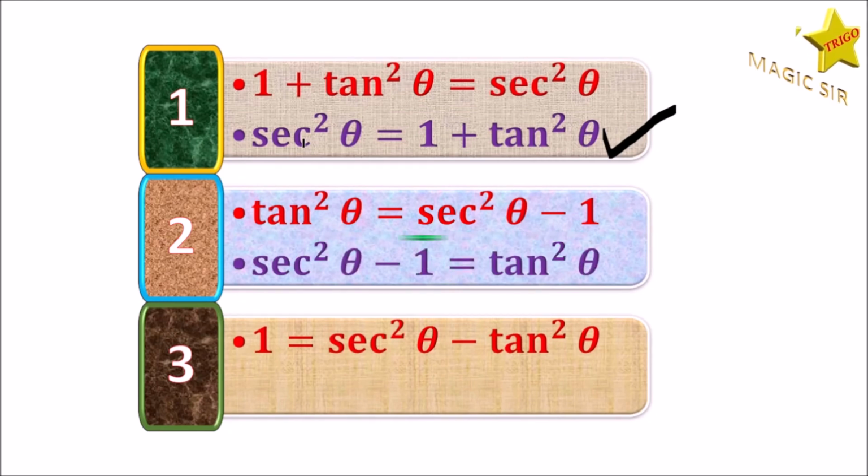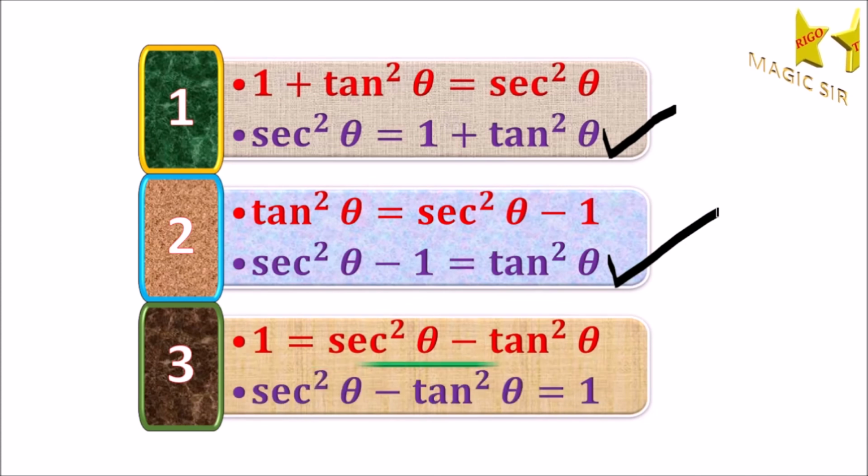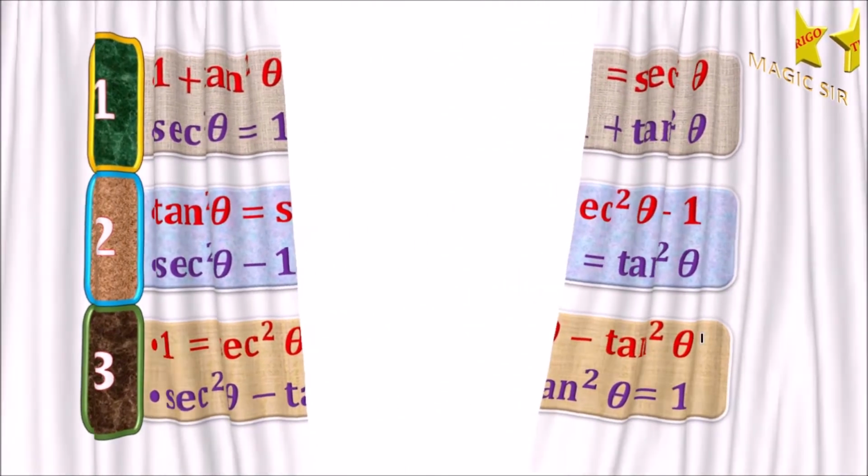Similarly, tan square theta equal to sec square theta minus 1. So we can use tan square theta in place of sec square theta minus 1, and 1 is equal to sec square theta minus tan square theta. So we can write sec square theta minus tan square theta is equal to 1. These are 6 different forms of the identity 1 plus tan square theta equal to sec square theta. We can use any one of these formulas to solve the examples or to verify the trigonometric identities.